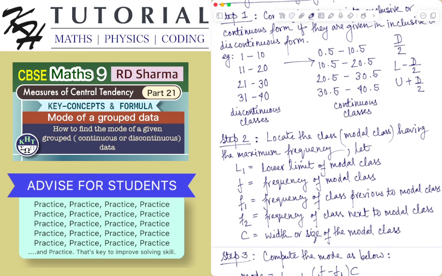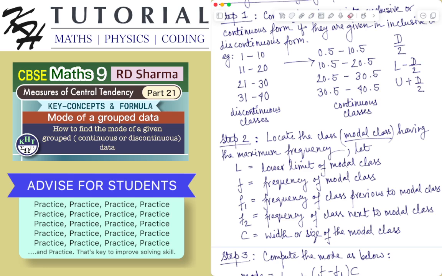Step 2 is to find the modal class. Which class is the modal class? From the continuous classes, the class having the maximum frequency is the modal class. So we find the modal class, and from the modal class we find the lower limit. Actually, this will not be L1 but L, capital L.